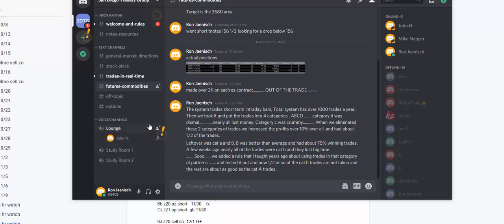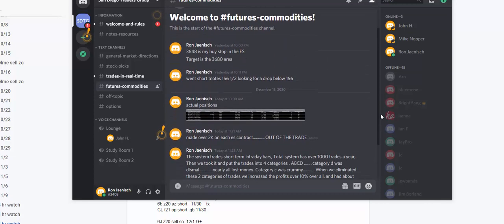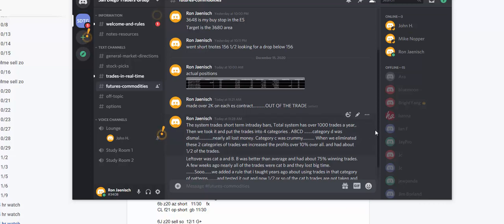Here we have what's known as Discord. This particular group is known as San Diego Traders Group, and as you can see, I'm in it. And what happens here is that different people post different things in terms of trades. For example, last night I posted my buy before it happened. My buy stop was 36.48 in the ES, and target is 36.80. And long story short, that all went through, and then went short. The T-notes are there, and they still haven't hit target, but they're getting close. And I also posted the actual positions.